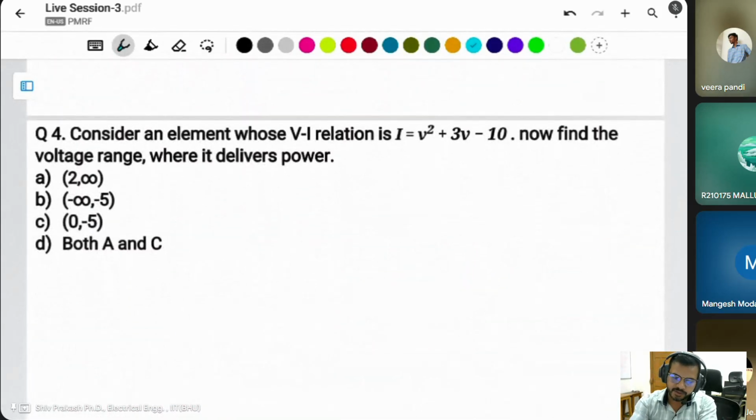Okay, next point. Consider an element whose VI relation is I equal to V square plus 3V minus 10. Now find the voltage range where it will deliver power. This is an element.